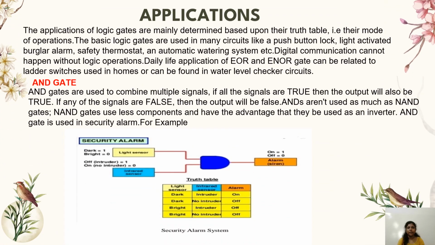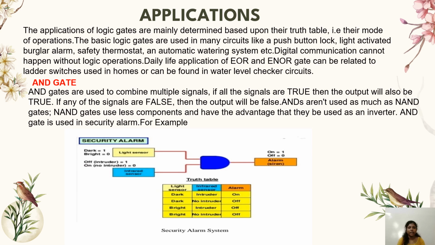Applications. The applications of logic gates are mainly determined based upon their truth table, that is, their mode of operations. The basic logic gates are used in many circuits, like a push button lock, light activated burglar alarm, safety thermostat, and automatic watering systems, etc. Digital communication cannot happen without logic operations. Daily life application of EOR and ENOR gate can be related to ladder switches used in homes or can be found in water level checker circuits.